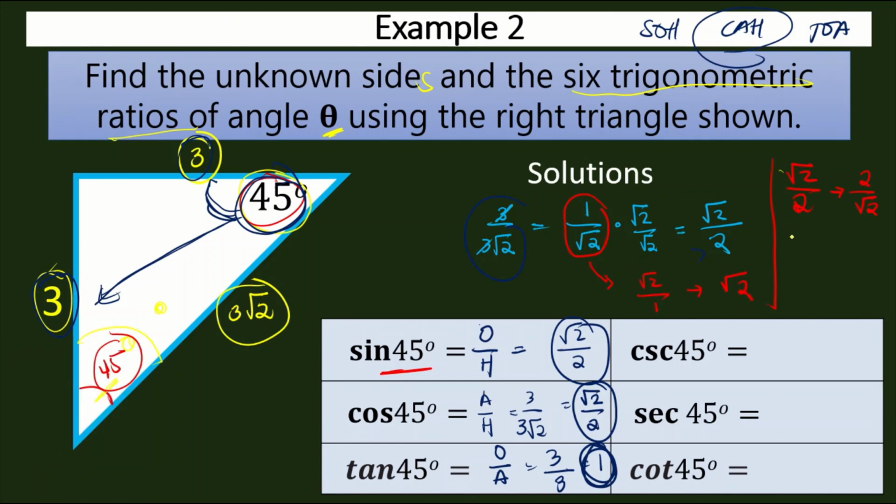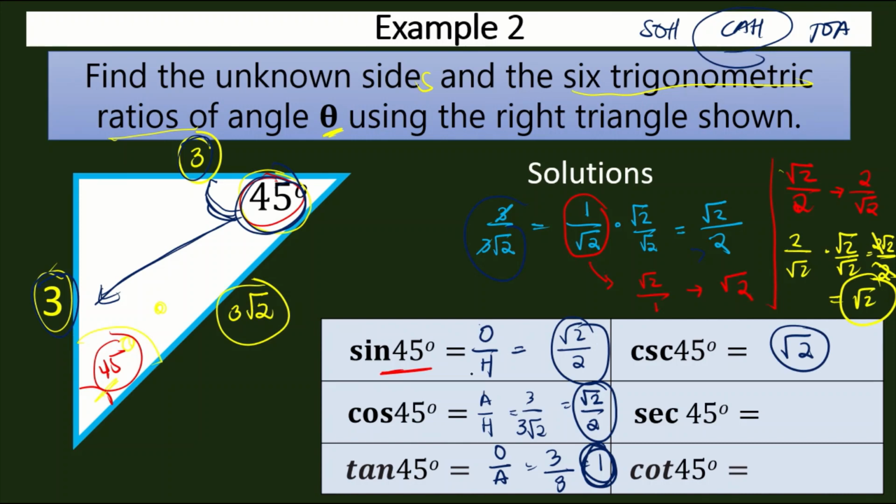So, we will have 2 over square root of 2 times, i-multiply natin kay square root of 2 over square root of 2, magiging 2 square root of 2 over square root of 2 times square root of 2 is positive 2. Ma-cancel ang 2 natin. So, we will have square root of 2. So, that is why cosecant 45 degrees is square root of 2.